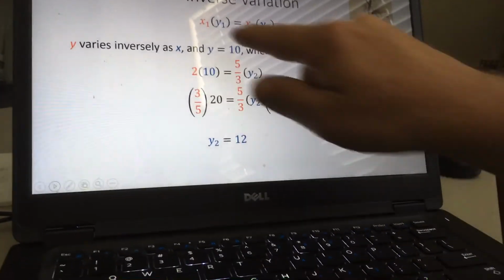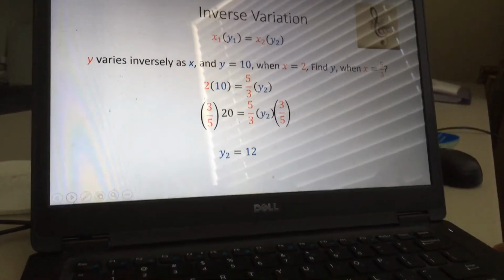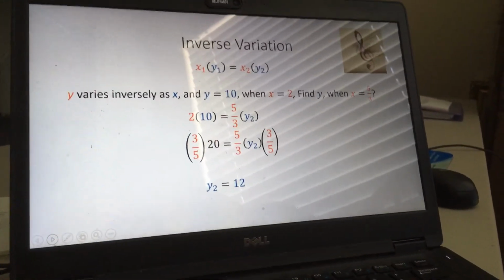Inverse variations are multiplies. Direct variations are when you have y1 divided by x2, so they're a little different.